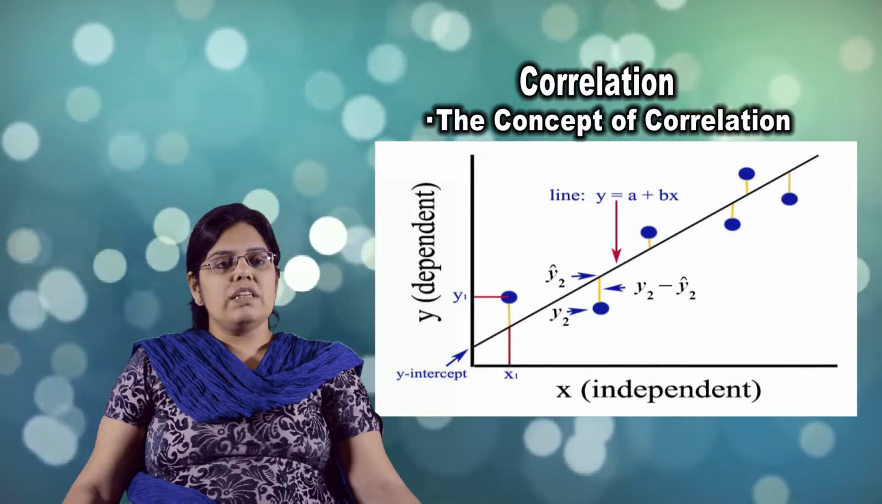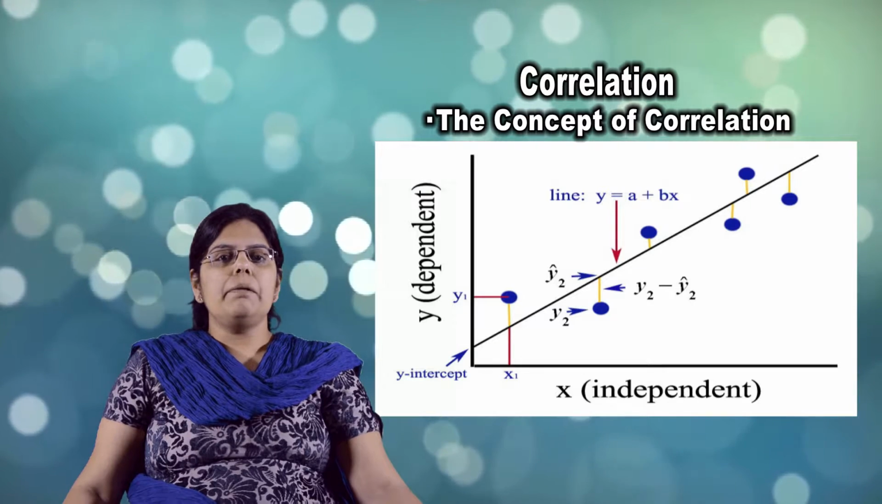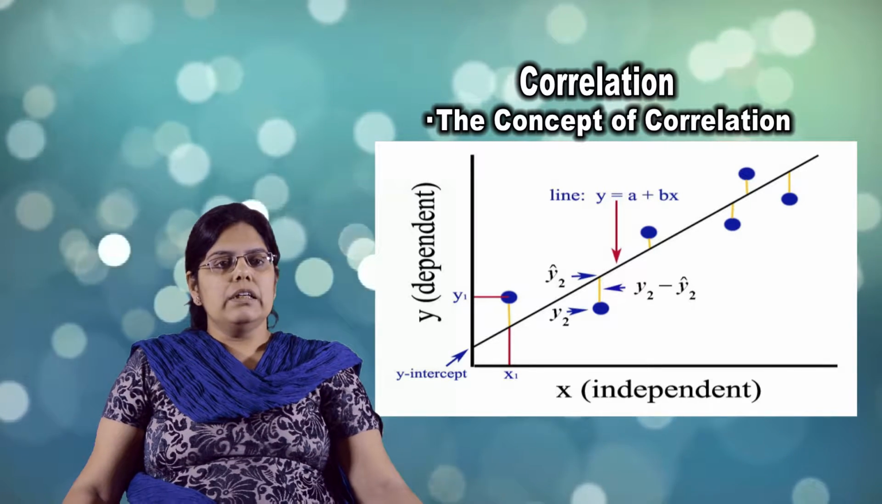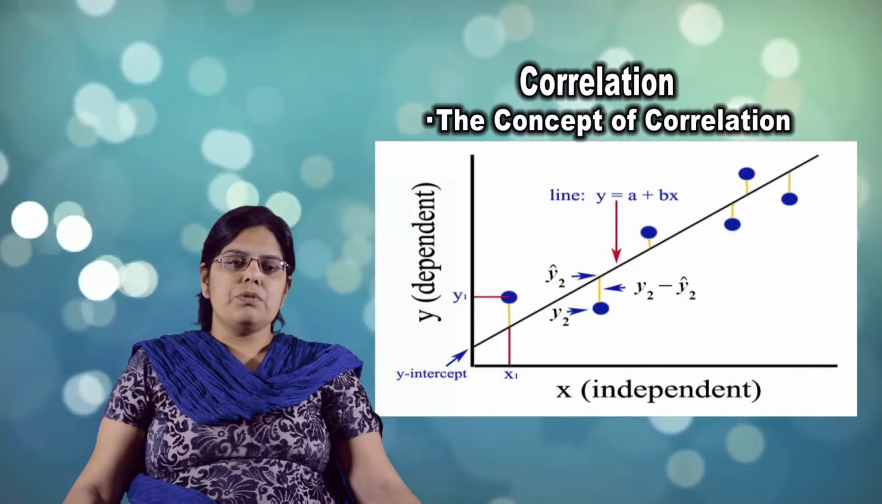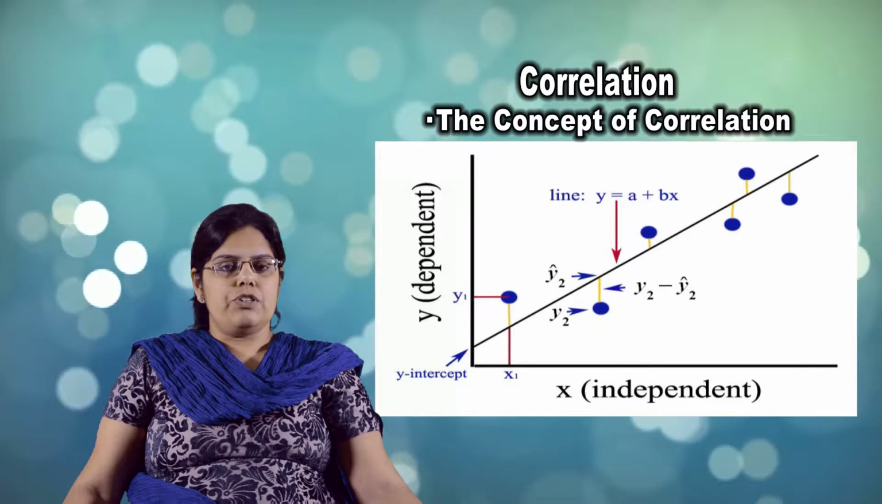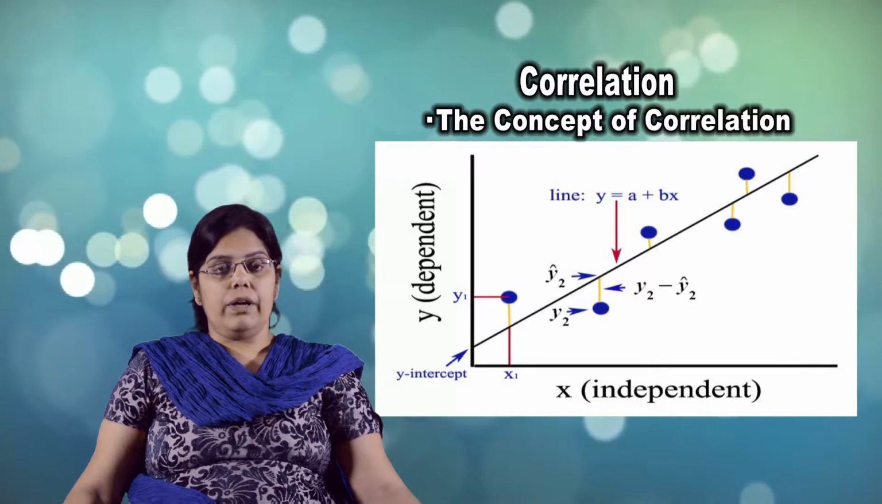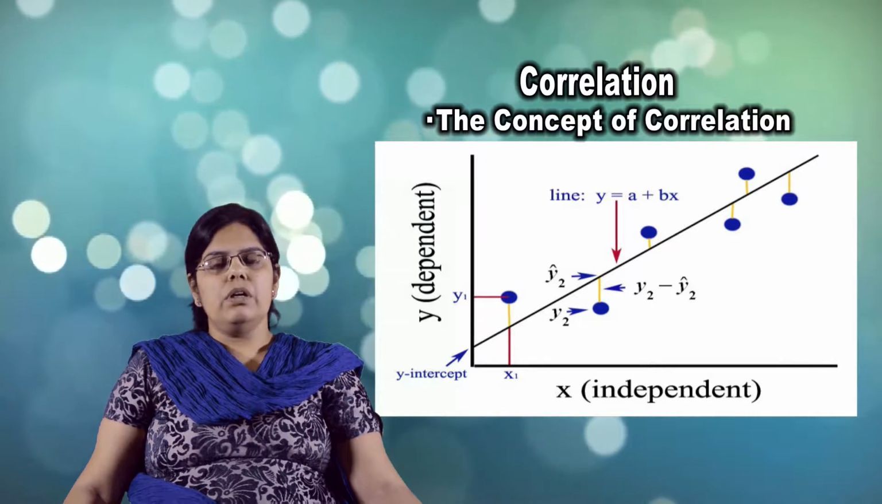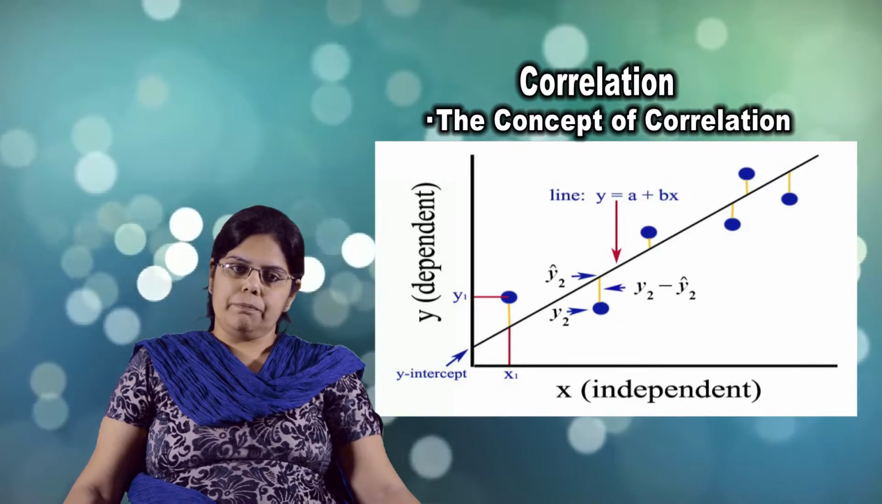The answers to these questions can be found with the help of a statistical measure termed correlation. Correlation helps us to determine the amount of relationship between two or more variables. However, it does not ensure the cause and effect relationship between variables.